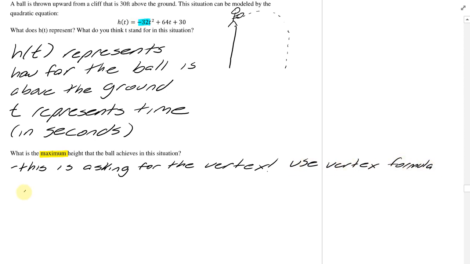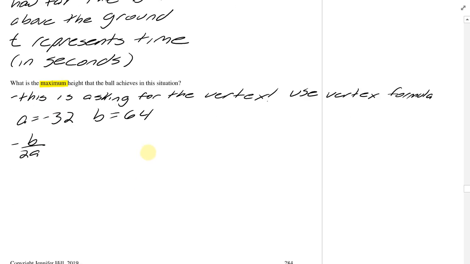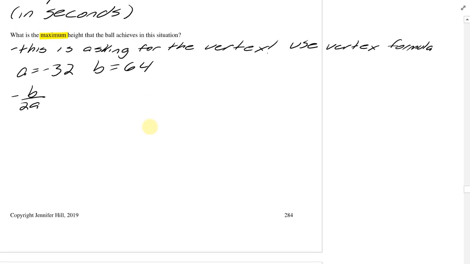So then, what is my a? My a is -32, and my b is 64. Now I can just plug all of this into -b over 2a. I'm going to tell you guys to pause here and try to figure this out. Hit play when you're ready. I'm going to plug in everything here, and ultimately this becomes 64 over 64, so this equals 1.